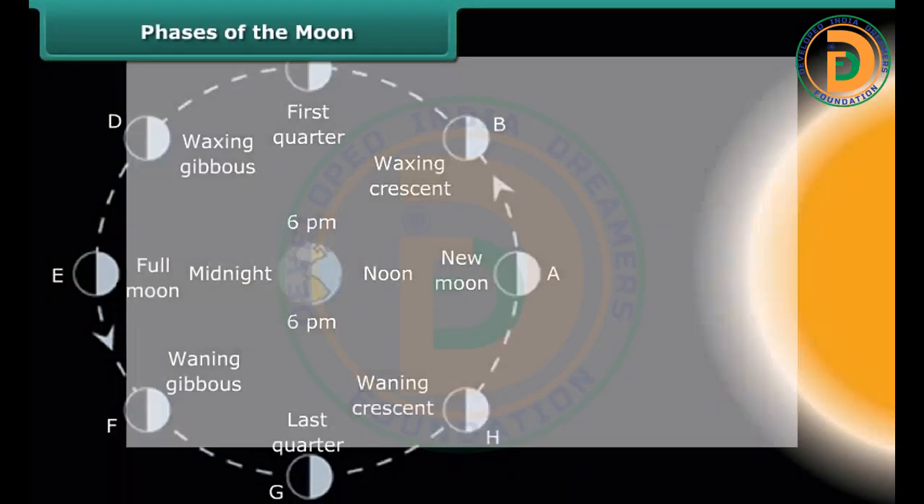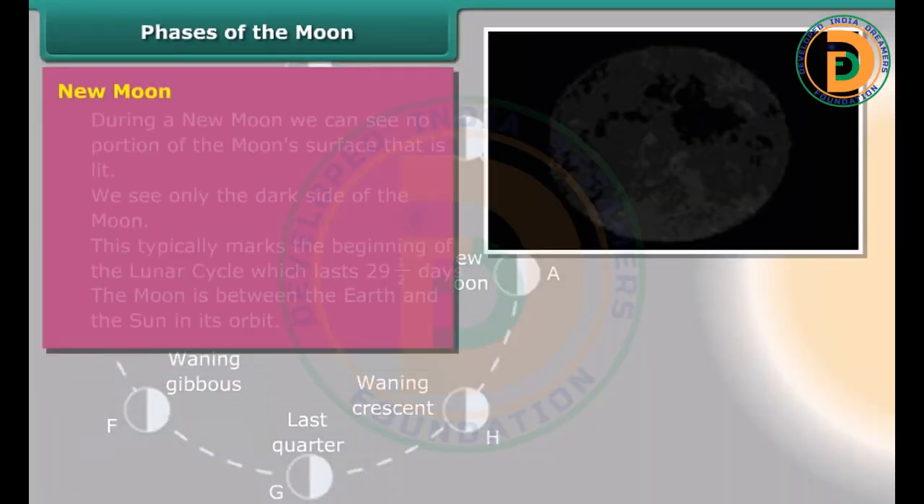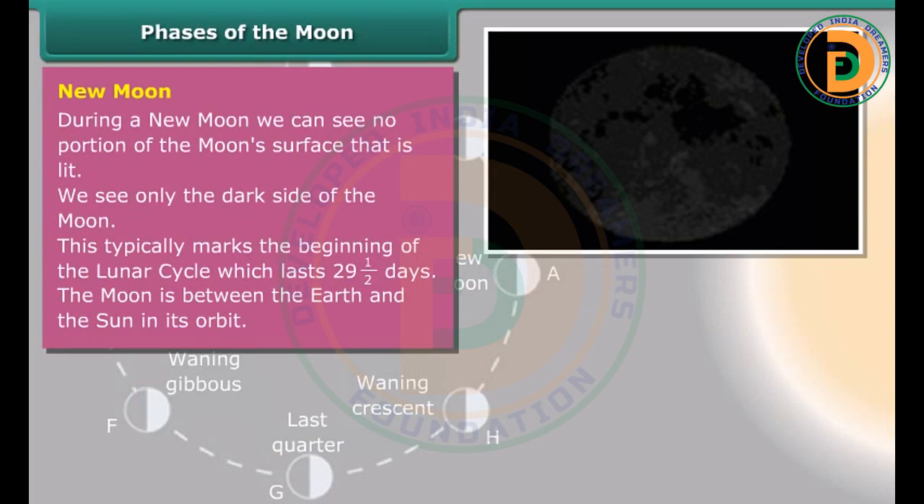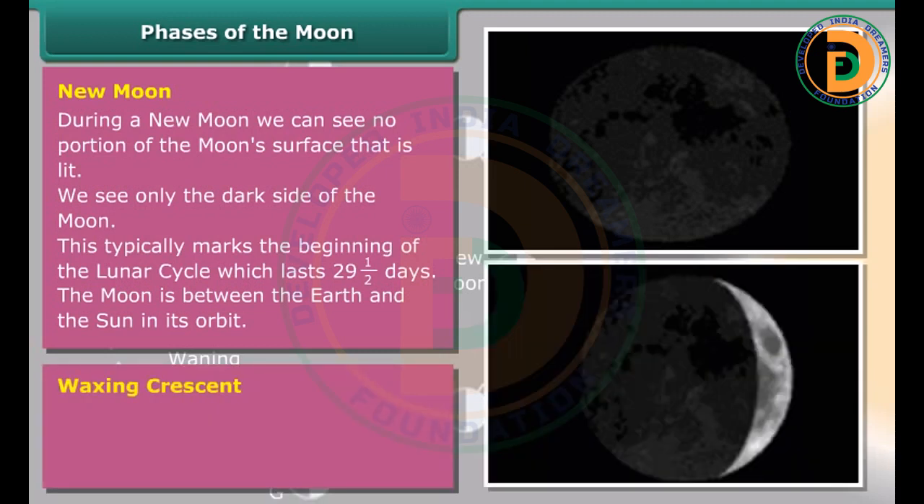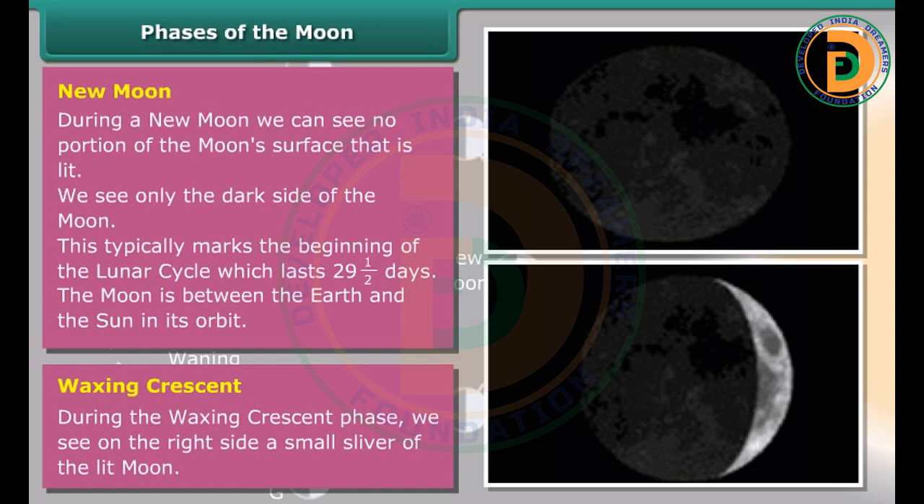Phases of the moon. New moon. During a new moon, we can see no portion of the moon's surface that is lit. We see only the dark side of the moon. This typically marks the beginning of the lunar cycle, which lasts 29.5 days. The moon is between the earth and the sun in its orbit. Waxing crescent. During the waxing crescent phase, we see on the right side a small sliver of the lit moon.